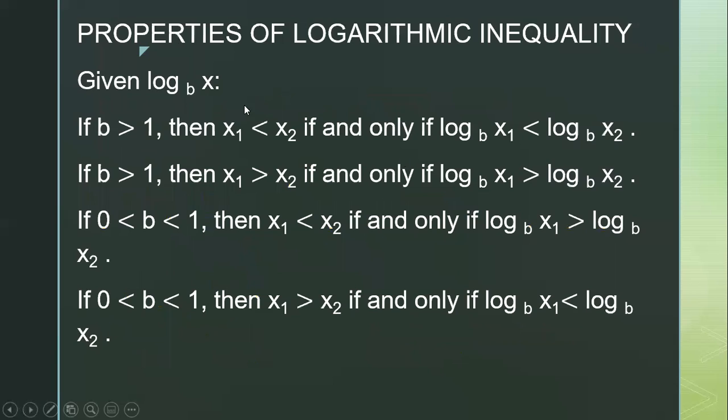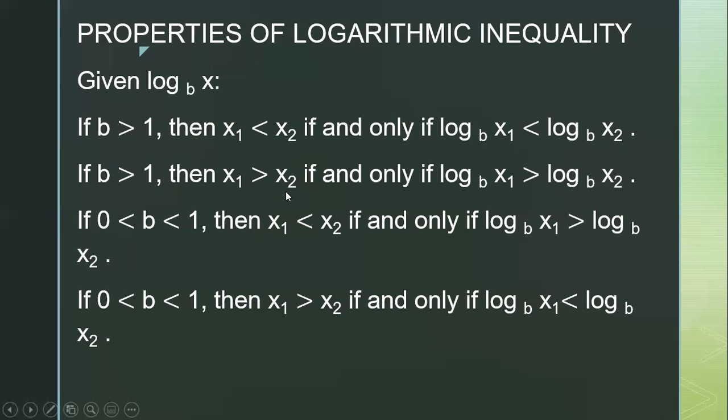Okay. Now let us try to remember these properties of logarithmic inequality. So if you are given the logarithm of x to the base b, you need to consider if your b is greater than 1 or it's greater than 0 but less than 1, and then the x sub 1 and then the x sub 2. Okay? So in case b is greater than 1, then x sub 1 is less than x sub 2 if and only if the logarithm of x sub 1 to the base b is less than the logarithm of x sub 2 to the base b.